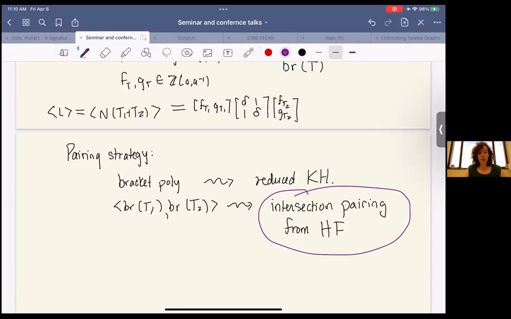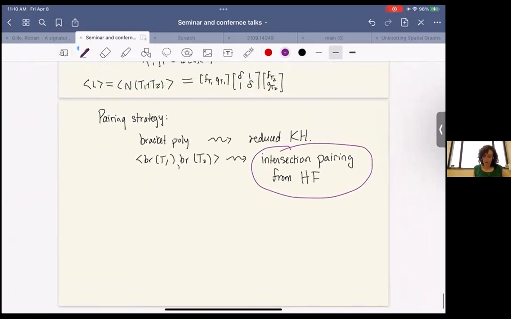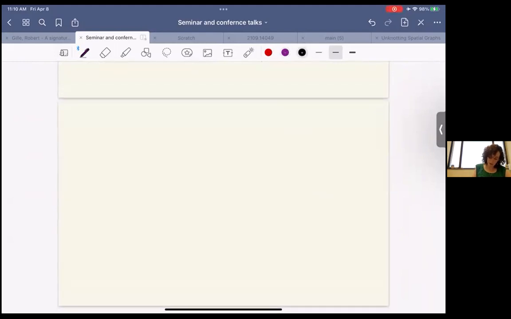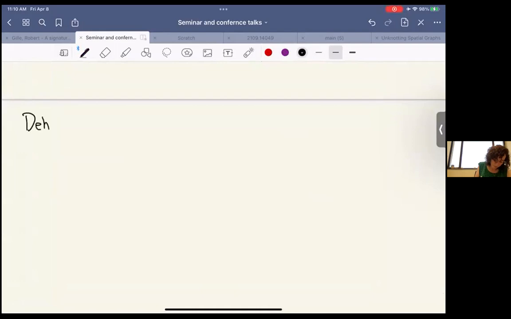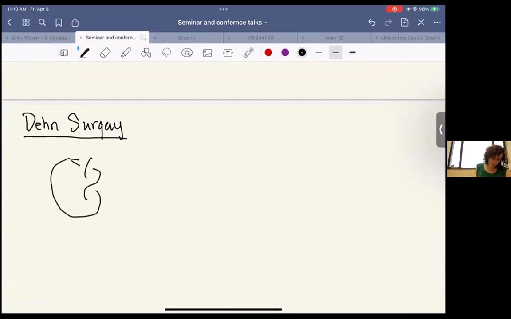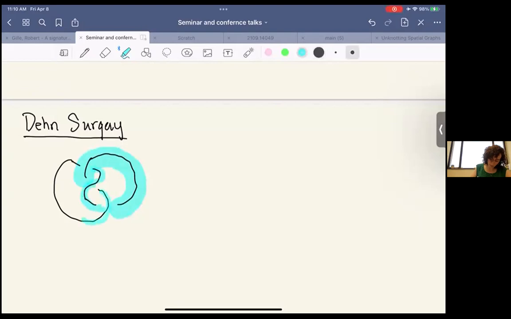Okay. So let me say a few more words about background on the types of problems that we're going to be considering. All right, so let me talk a little bit about Dehn surgery. Okay, Dehn surgery is this fundamental cutting and pasting operation that we do on three-manifolds. So you have a knot. I'll just draw a trefoil. A messy trefoil. And you take a neighborhood of your knot. I can make my neighborhood a little bit blue. Okay, so I remove a neighborhood of this knot.